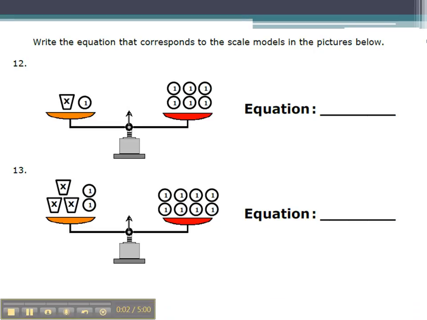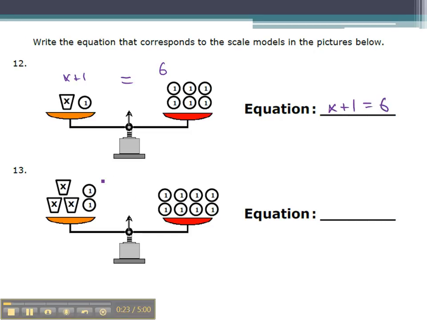In problems 12 and 13, we need to write the equation that corresponds to the scale models in the pictures below. These are pretty easy. I have an x and 1 chip, so x plus 1 on the left side. The balance scale represents the equal sign, showing two sides of the equation that have to stay balanced. On the right side, we have 6 chips, so this is x plus 1 equals 6.